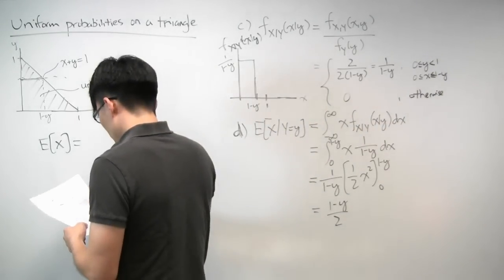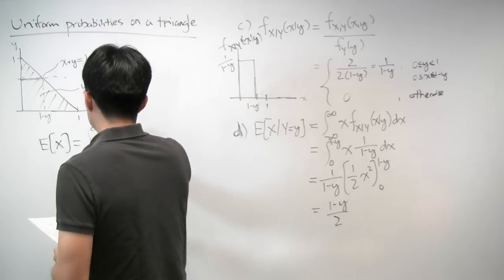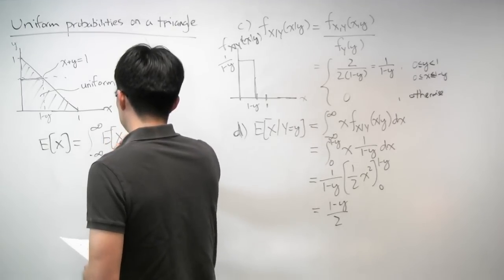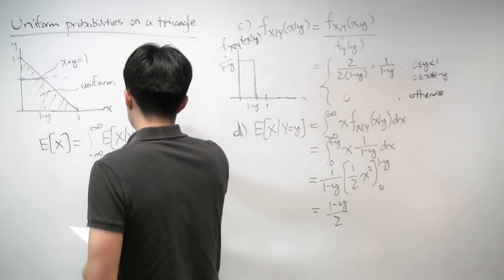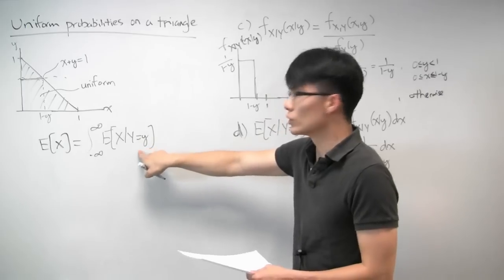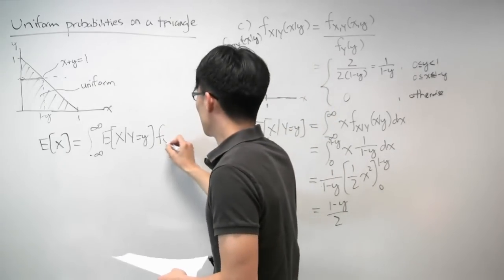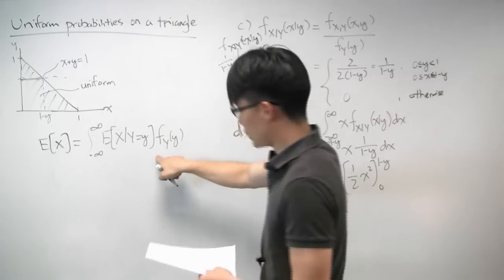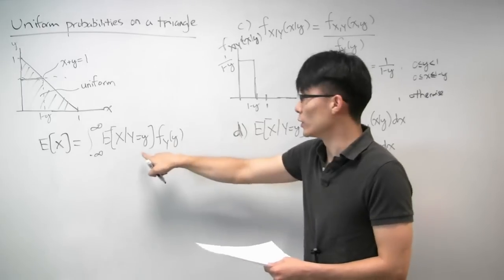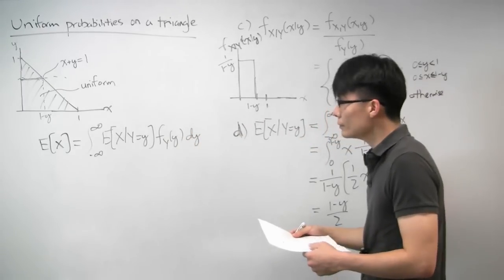Okay, so this integral is going to look like this. You take the conditional expectation. So this is the expectation of x if y were equal to little y. And now what is that probability? Well, now we just multiply that by the density of y at that actual value of little y. And we integrate with respect to y.